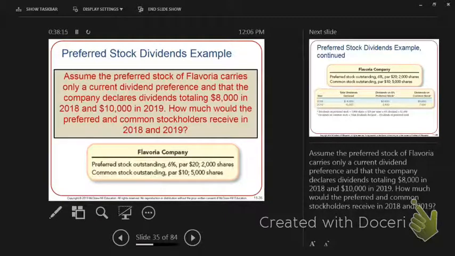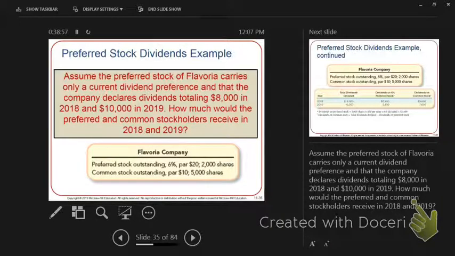So let's read it. It said, assume the preferred stock carries only a current dividend. So what does that mean? It's not the other one, the one where you keep track. They only get paid a dividend if a dividend is actually issued. So they get paid $2,400 when a dividend is actually issued. The company declares dividends totaling $8,000 in 2018 and $10,000 in 2019. How much would the common stock and the preferred stock get?